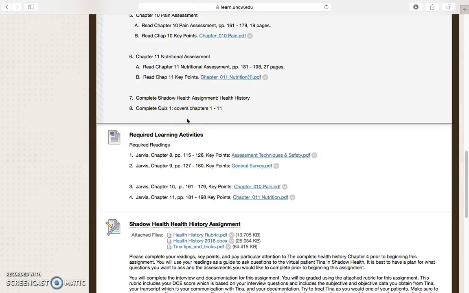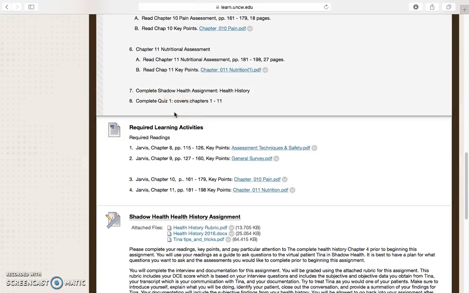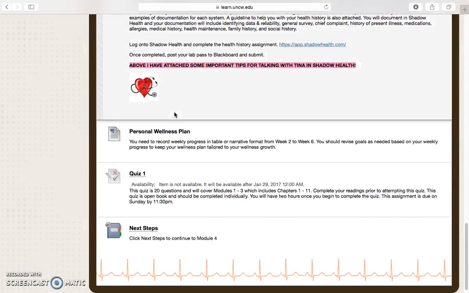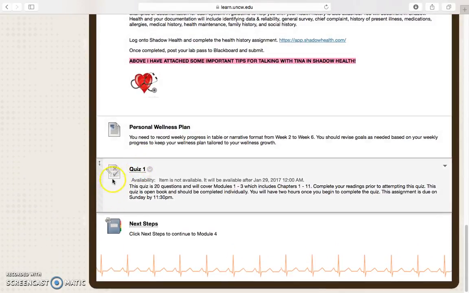Last, this week you're going to complete your first quiz. This quiz covers chapters 1 through 11. When you enter here in quiz number 1, you'll find that it's 20 questions. It covers modules 1 through 3, and you will have 2 hours to complete the quiz once you begin it. This quiz is open book, but we ask for you to complete it individually.